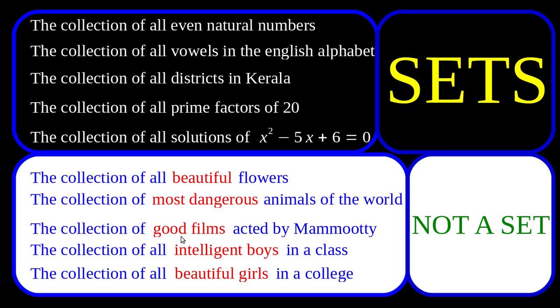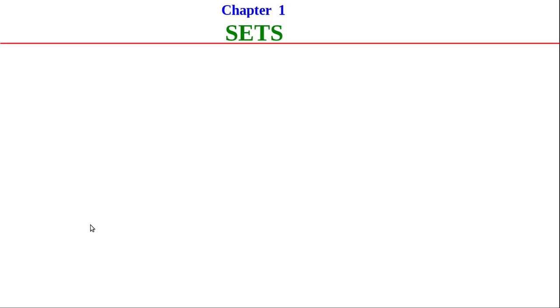Then what is a set? A set is a well defined collection of objects, and what is not a set? If the objects are not well defined, that collection is not a set. Now write this fact in your notebook beautifully. Write chapter number 1, Sets. Okay, then write the subheading Set.